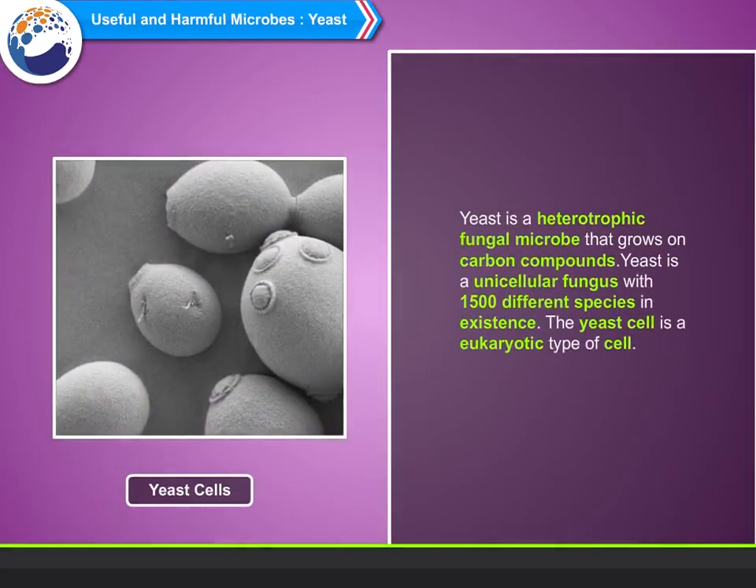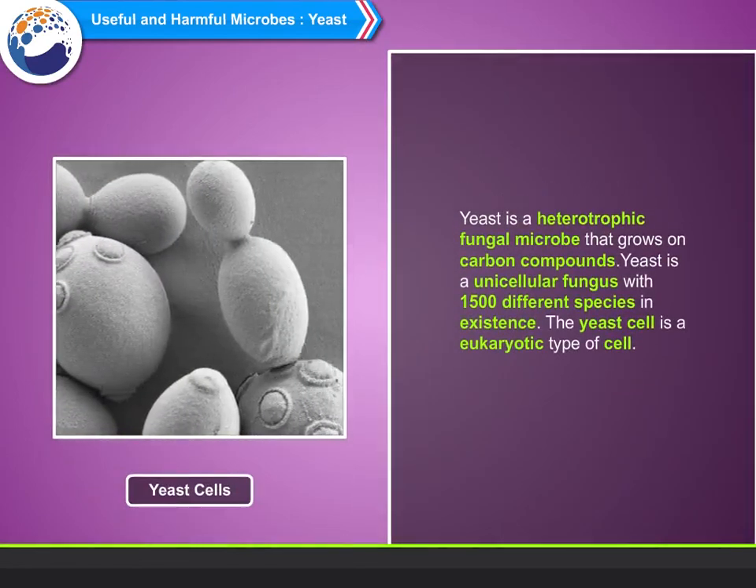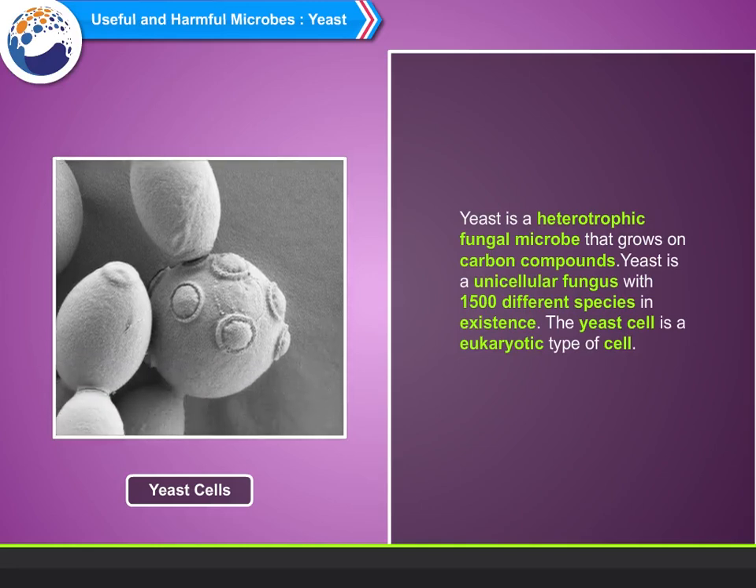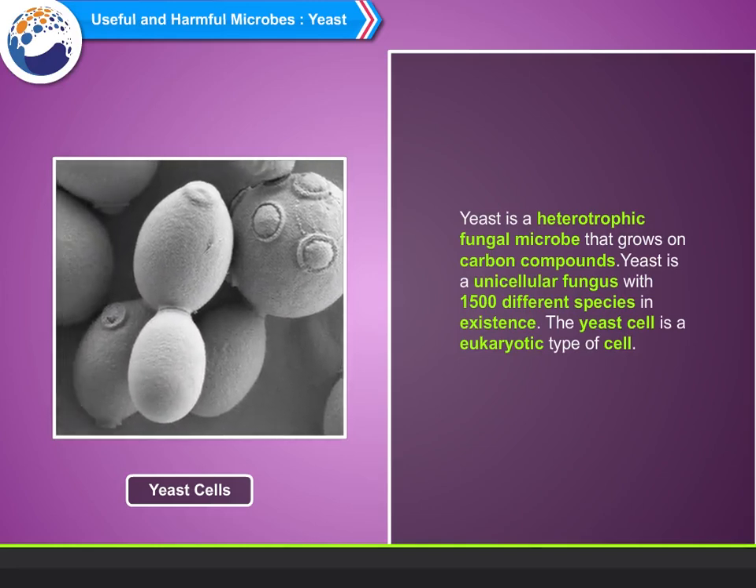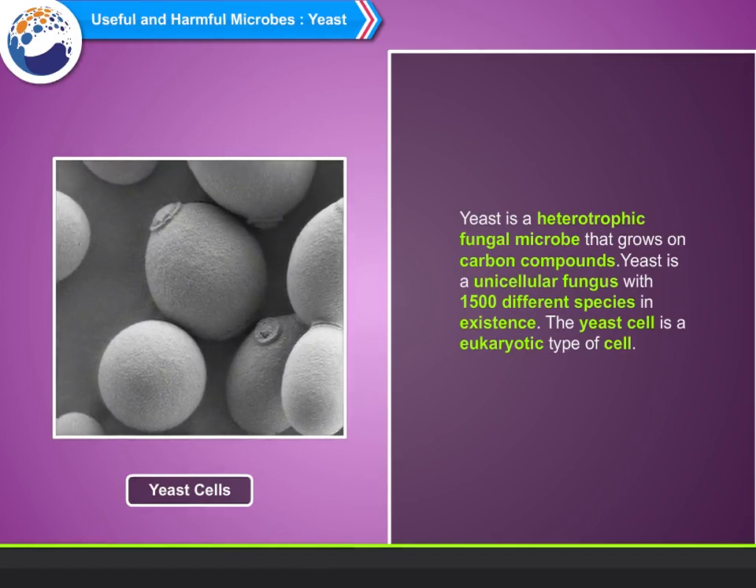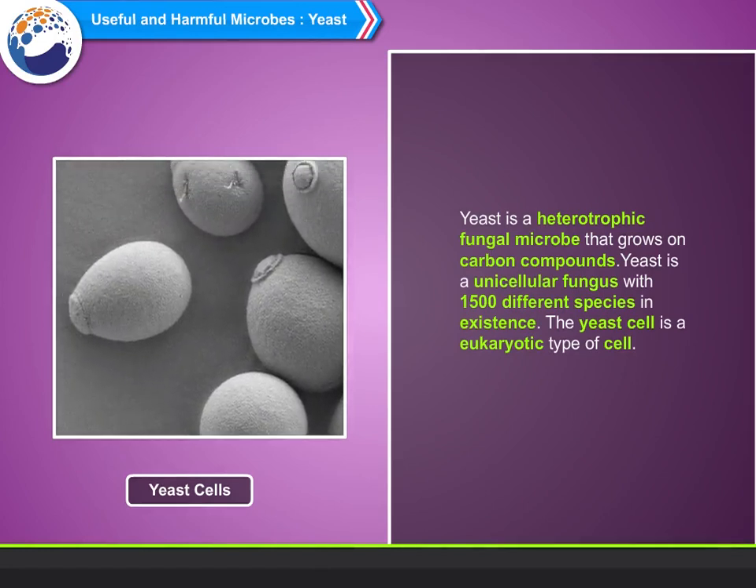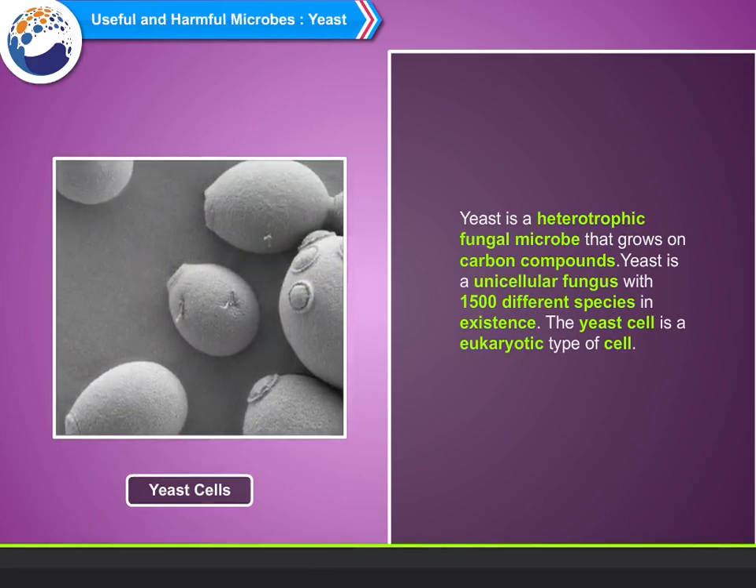Yeast is a heterotrophic fungal microbe that grows on carbon compounds. Yeast is a unicellular fungus with 1500 different species in existence. The yeast cell is a eukaryotic type of cell.